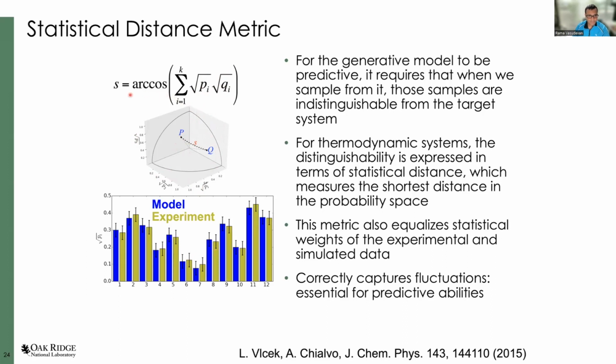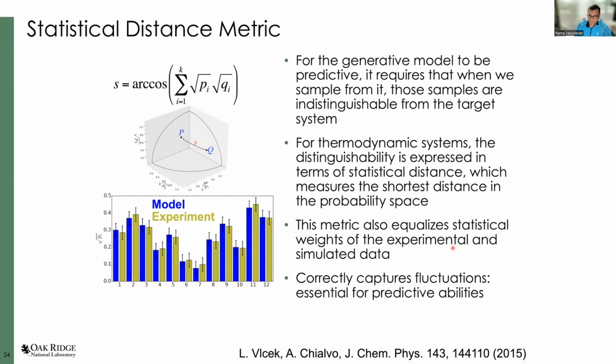This particular distance is the arc length in this probability space, which is formed by taking the square root of the probabilities of each individual configuration and using that as your coordinate system, right? When we do this, we can minimize the discrepancy between the simulation and the experiment, and minimize the statistical distance S. This allows us to use this loss function to guide where we should change the parameters of our simulations such that we can minimize this S value here, right?